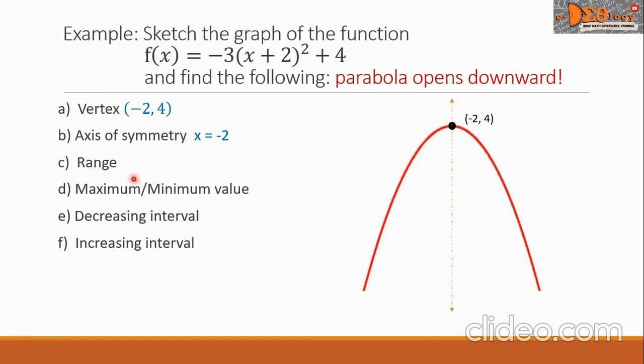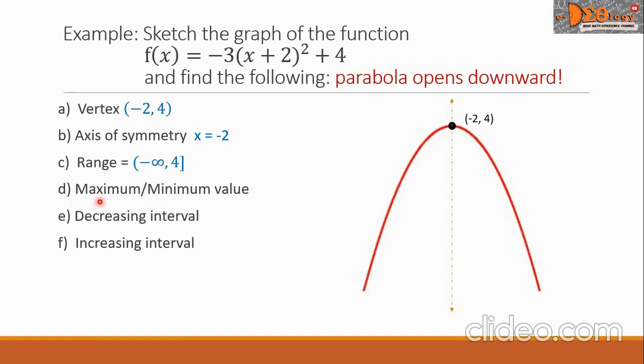For the range, we have the formula negative infinity, comma, k, and we use the square bracket. This k is the y-coordinate of the vertex. So we will just substitute the k. It becomes 4. The range now is negative infinity. Of course, we use the parenthesis, then comma, 4, and the square bracket.